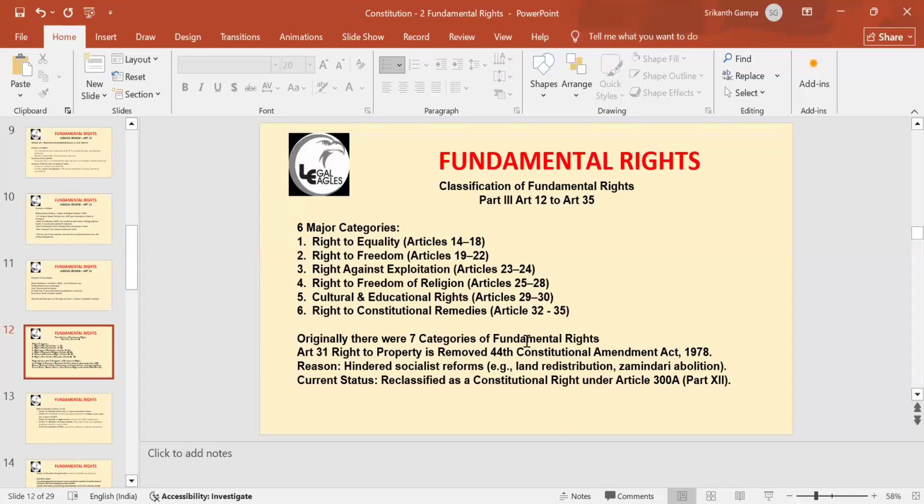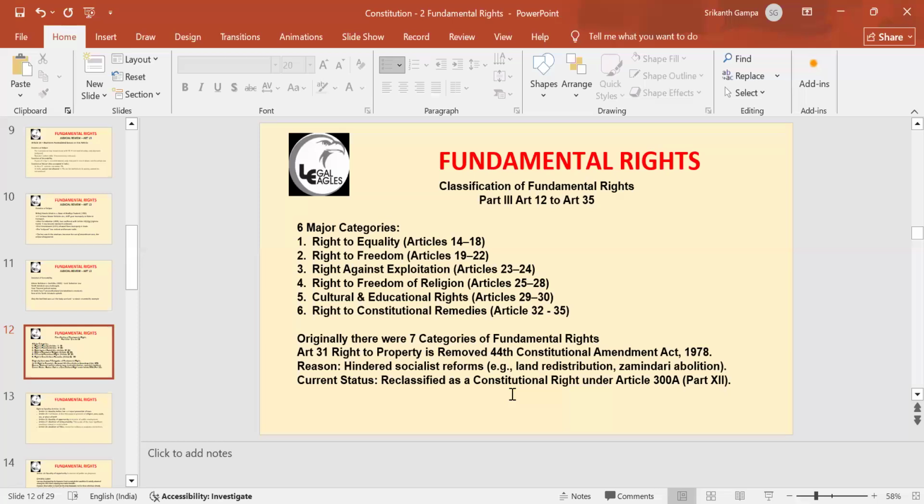Government can acquire property, because there were some challenges. Right to property hindered social reforms like land redistribution and zamindari abolition. See, land was held, hundreds of acres, thousands of acres, in few hands only. So due to right to property, they couldn't redistribute the land, or government cannot take possession of the land for the development of the nation.